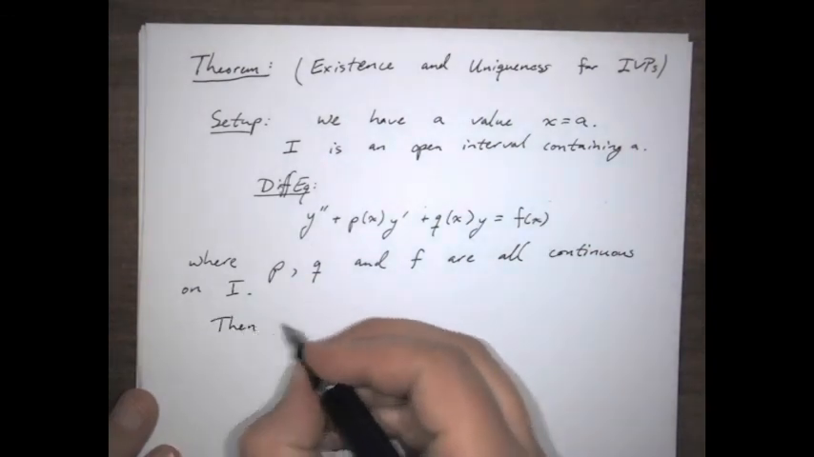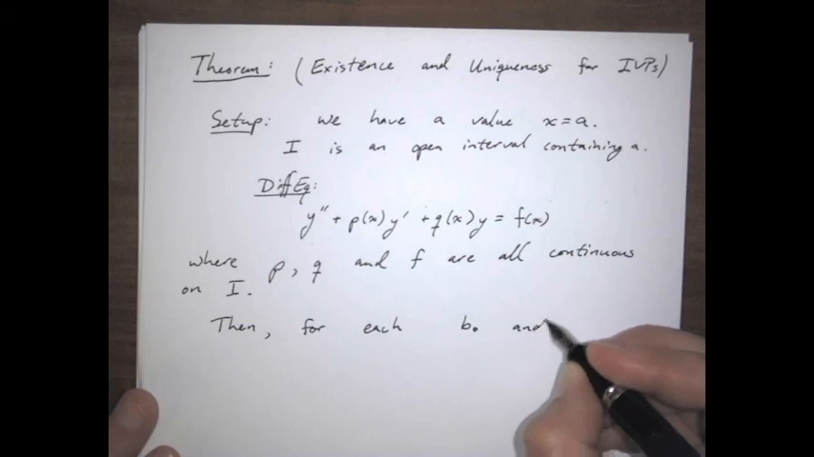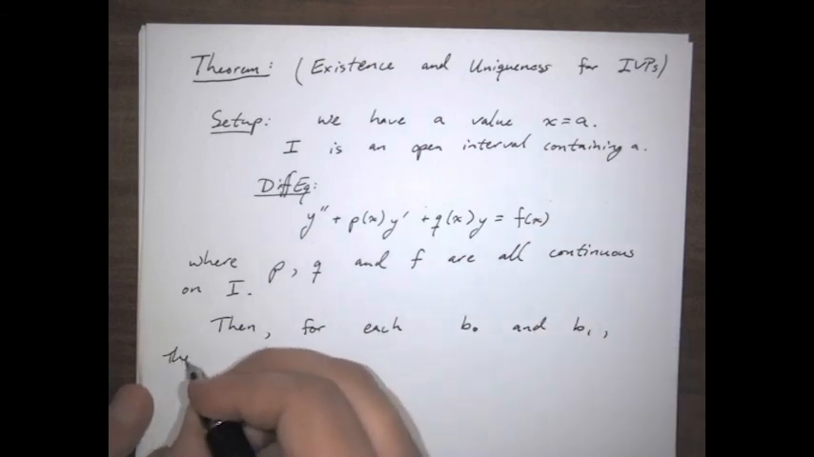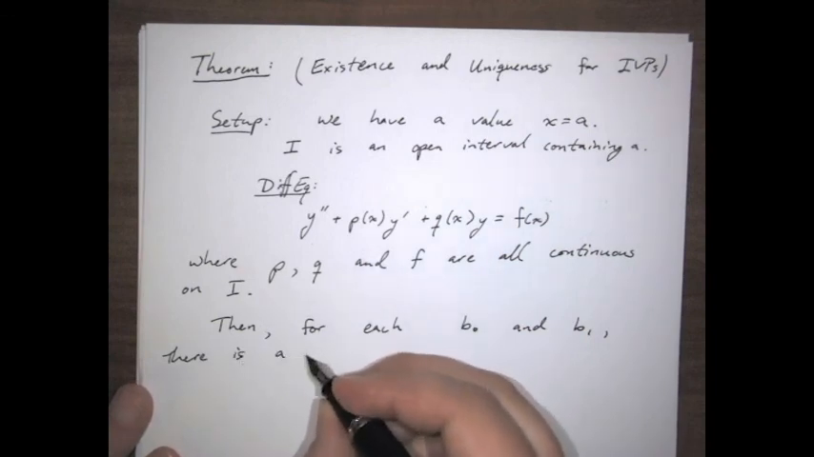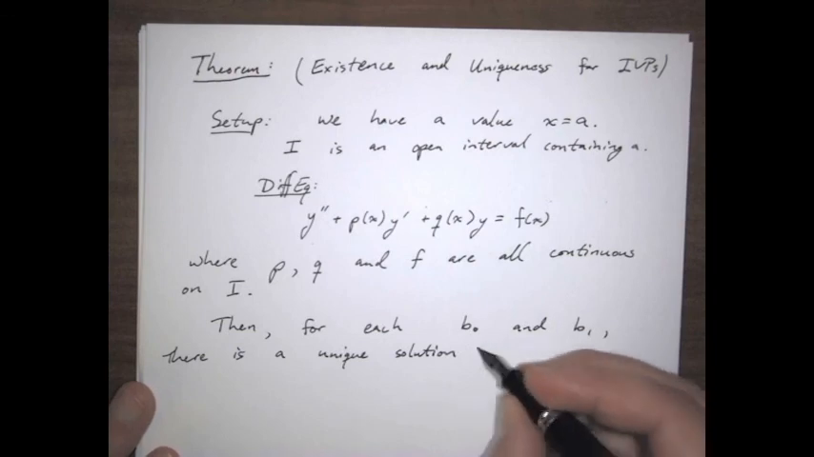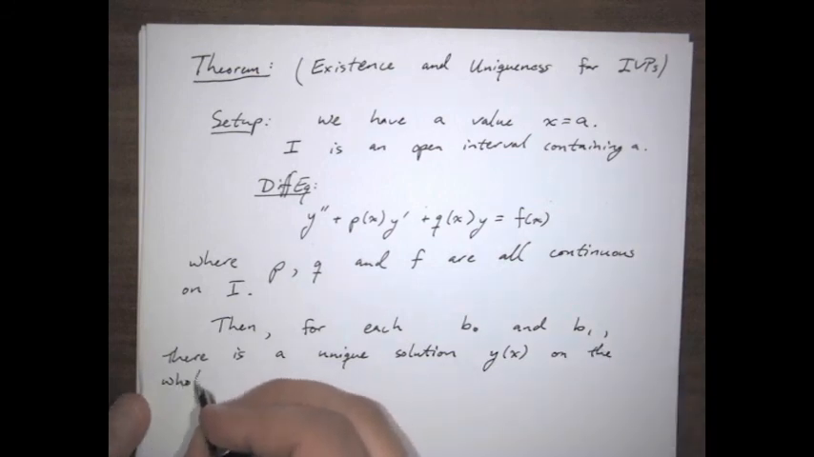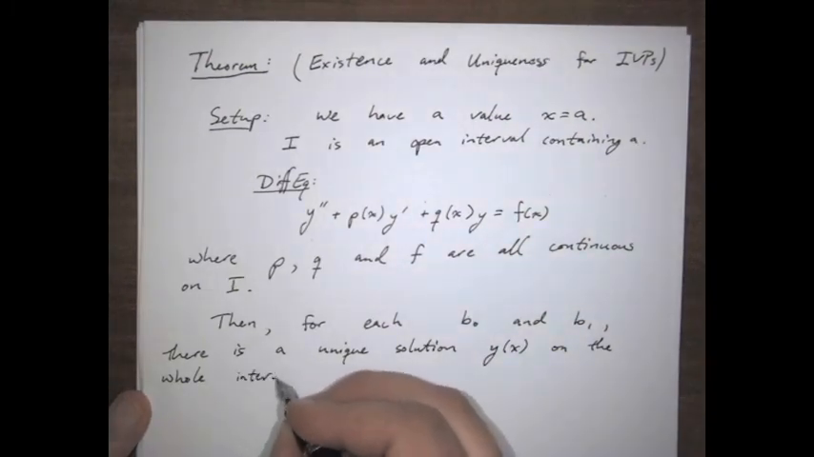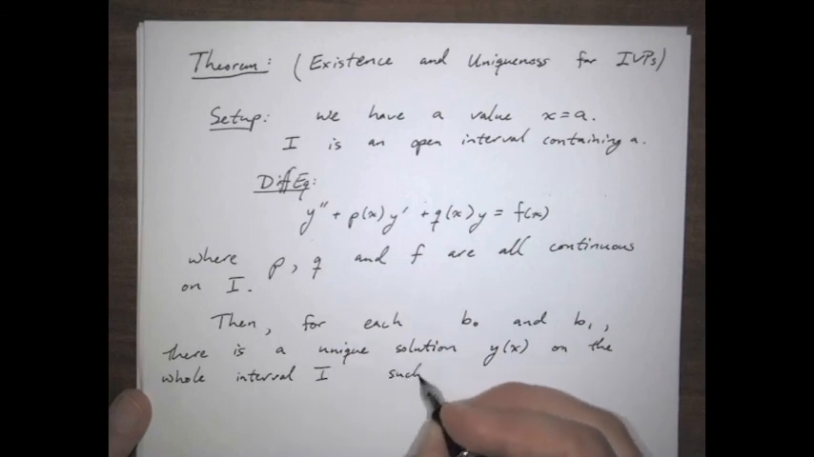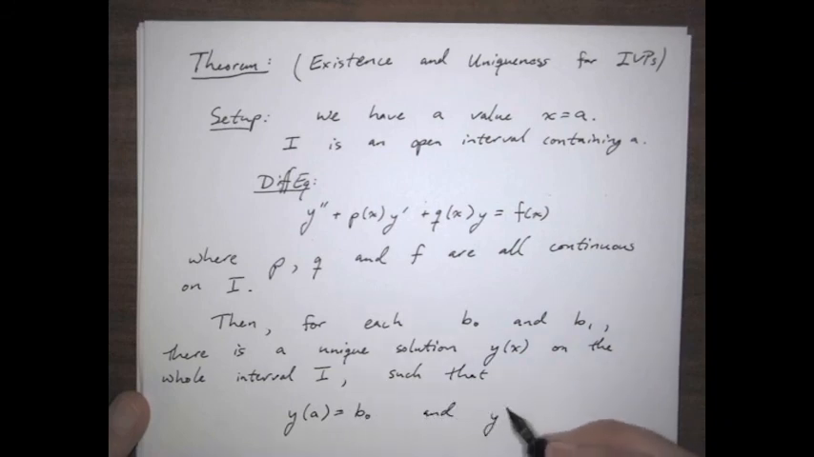And then for each b0 and b1, there is a unique solution y of x on the whole interval I, such that y of a equals b0 and y prime of a is equal to b1.